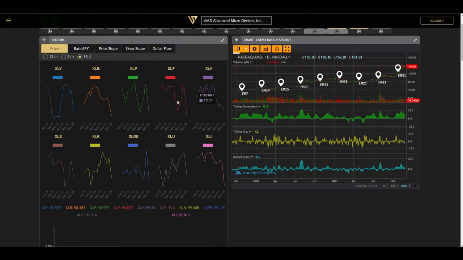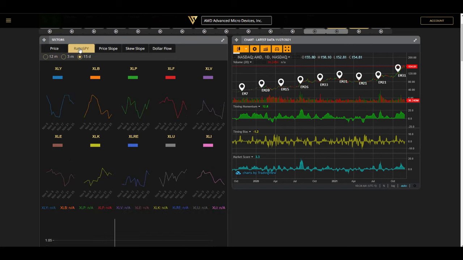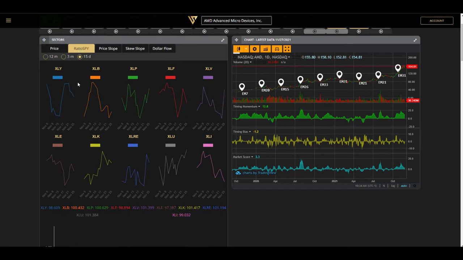So here it looks like they're all down, but you can also do the ratio to the S&P, which is very useful. So not everyone is down. I mean, everyone is down, but not everyone is as down as the S&P. For example, XLV and XLU are up compared to the S&P. So that's important to see.